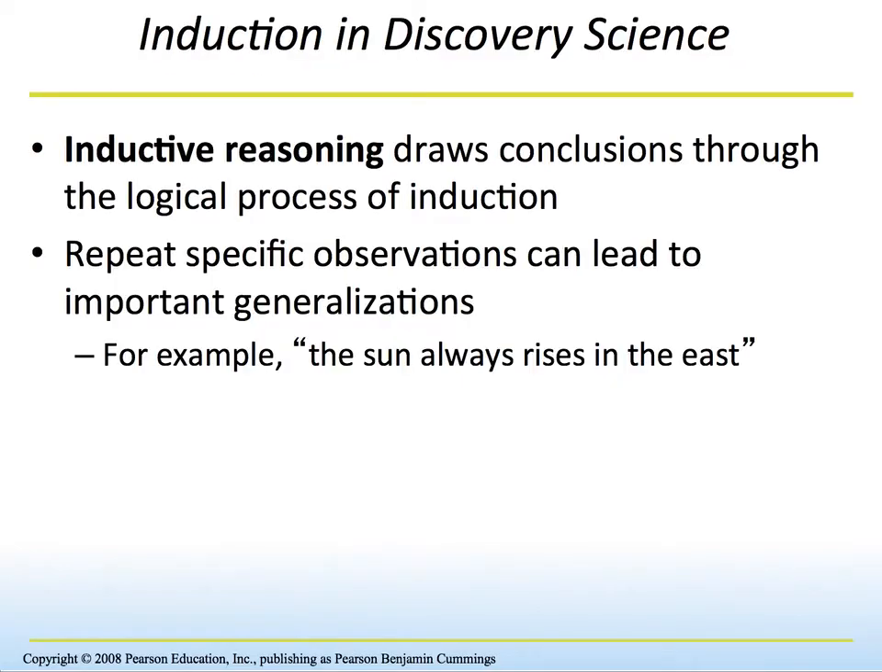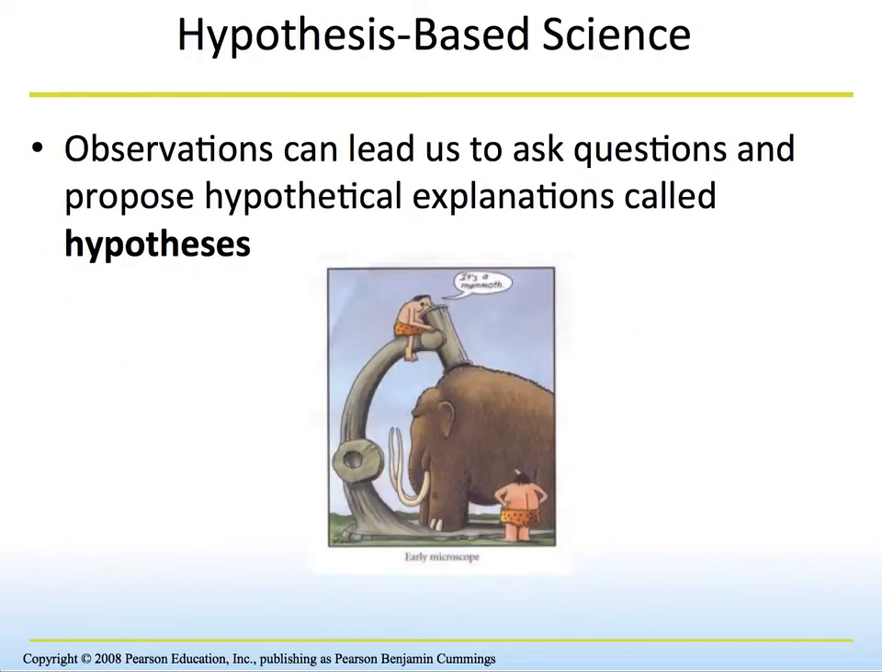So let's talk about inductive and deductive reasoning. So inductive reasoning draws conclusions through the logical process of induction. And we might make observations, so we might say, well, the sun always rises on the east of where I live. And from that, you might say, okay, I think that I can make some induction, some generalizations about how the world works, how we are positioned with respect to the sun, based on this observation. Observations can lead us to ask questions and propose hypothetical explanations called hypotheses.